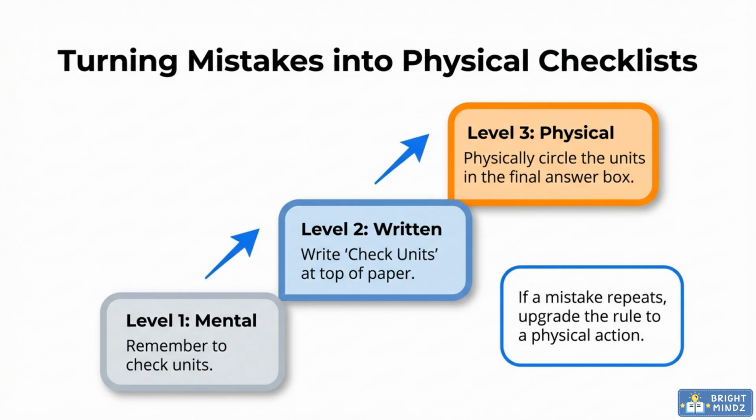Every repeated mistake needs a stronger rule. Think of three levels. First, it lives in your head. "I must remember to check units." That usually isn't enough. Next, upgrade it to a written reminder at the top of your paper. You'll see it each time you turn a page. If you still mess it up, convert it into a physical action, like always circling units in your final answer. Physical habits are hardest to forget.